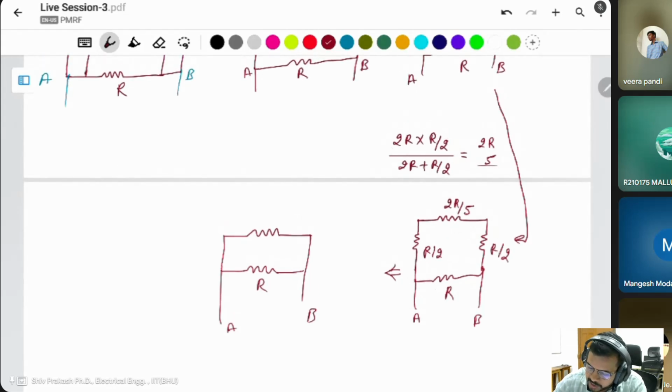This is all connected in series. It means R by 2, R by 2 is 1R. This will be R plus 2R by 5. This will be 7R by 5. Then what is the final resistance?